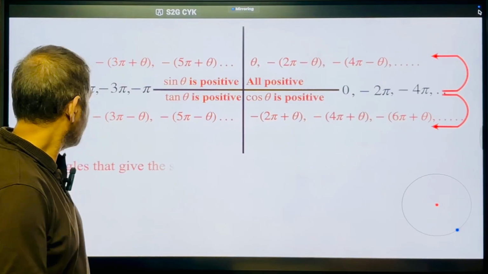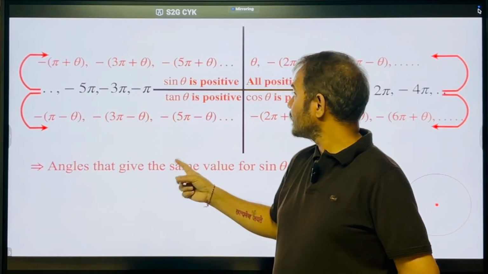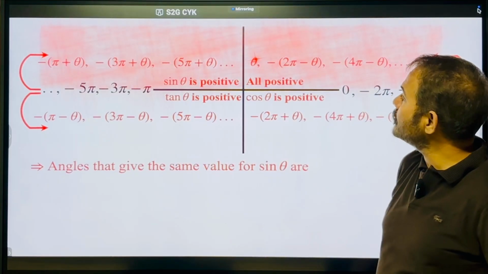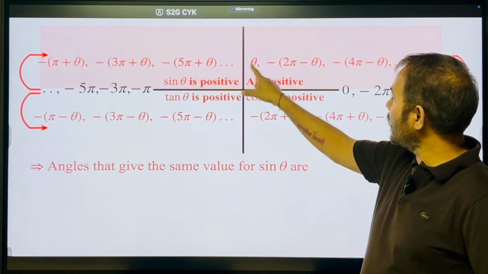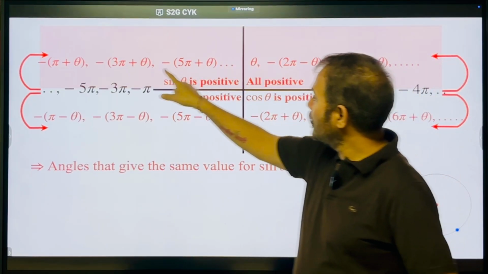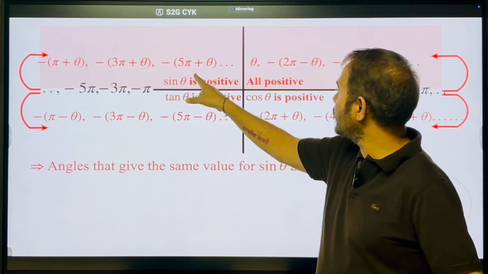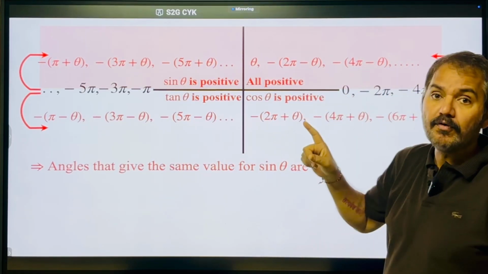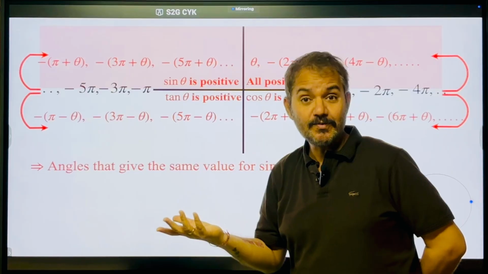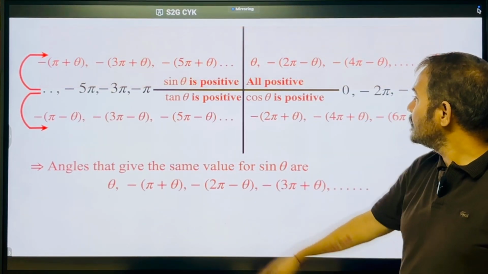In the same way, when we explore for sine, theta is positive in these two quadrants. So how will your angles look? Theta, negative pi plus theta, negative 3 pi plus theta, negative 5 pi plus theta, negative of 2 pi minus theta, negative of 4 pi minus theta, and so on and so forth, right? So these are the values that you get for sine.